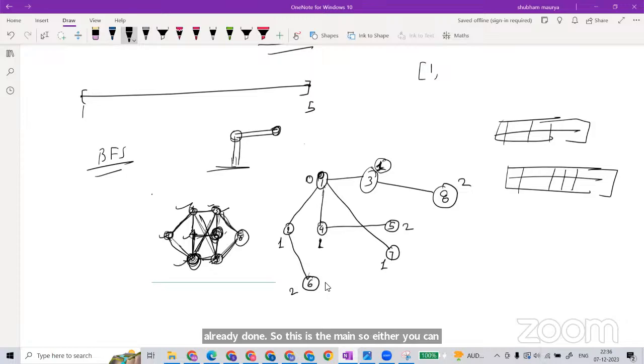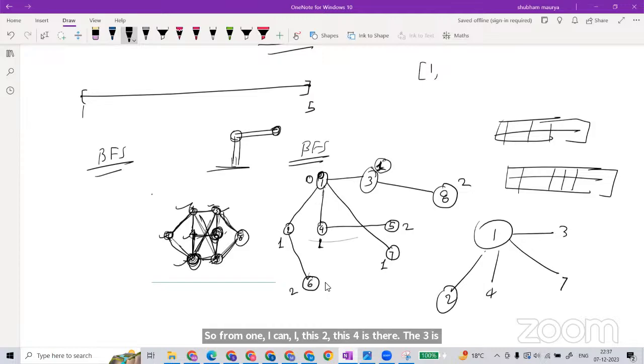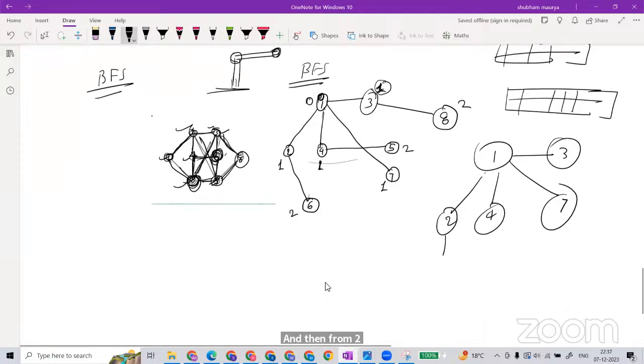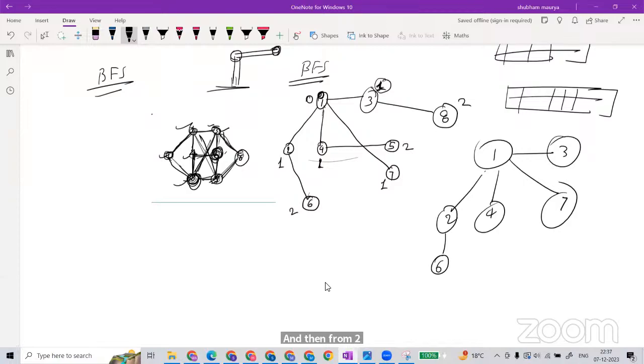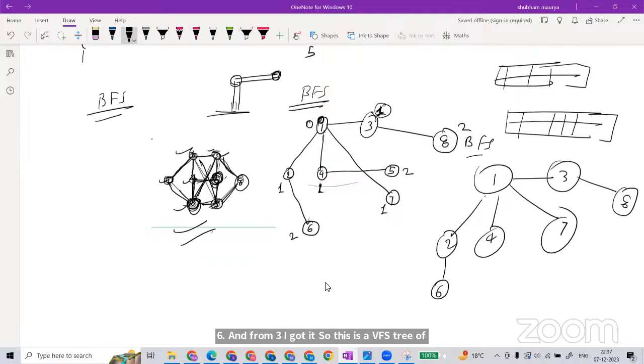So this is the BFS tree we got. From 1, this 2, this 4, this 3, and this 7. And then from 2, I visited 6. And from 3, I got 8. So this is the BFS tree of this graph.